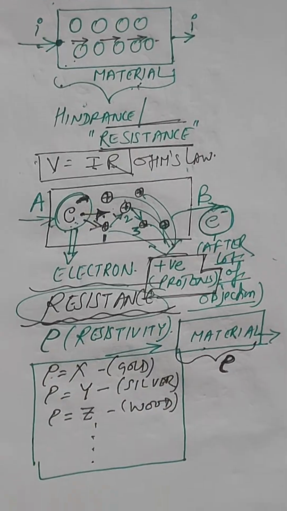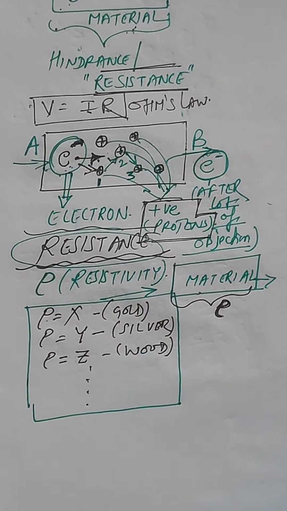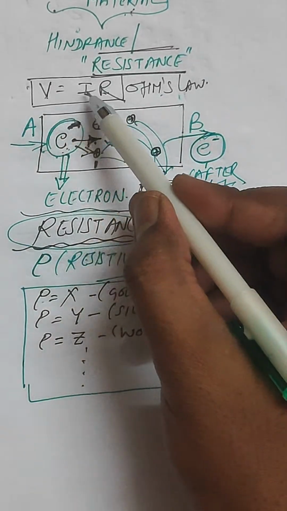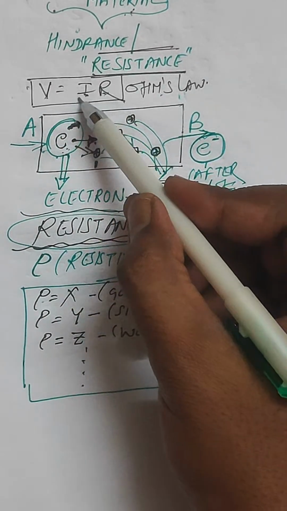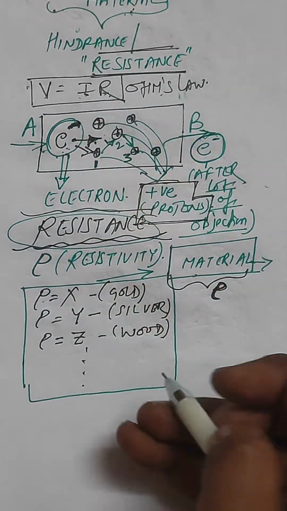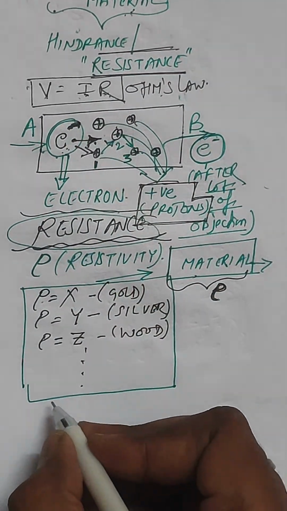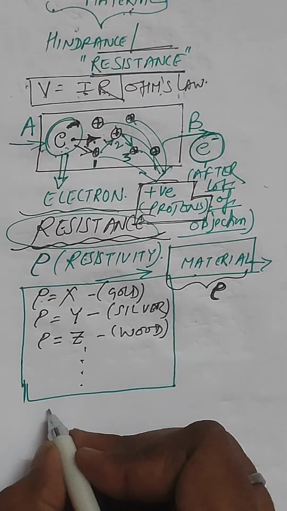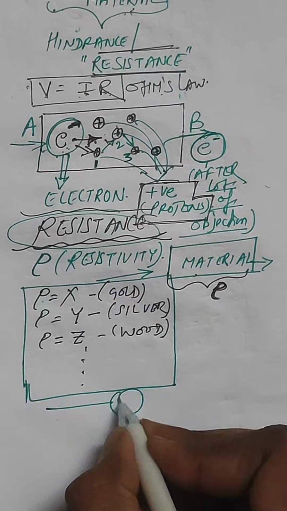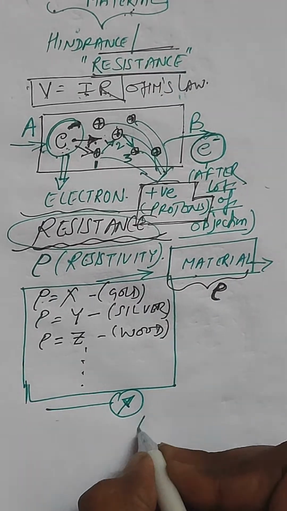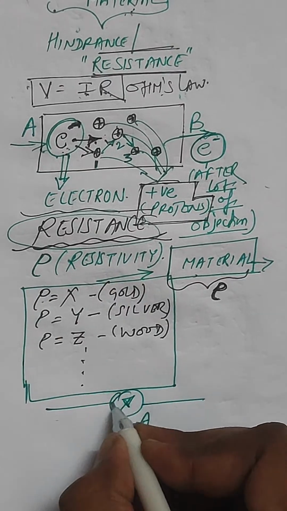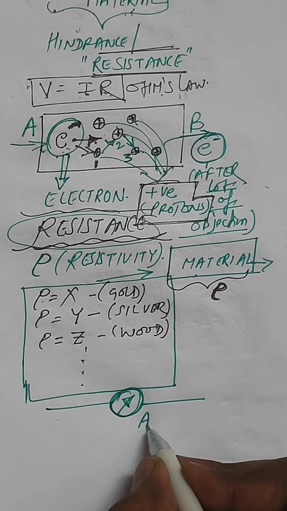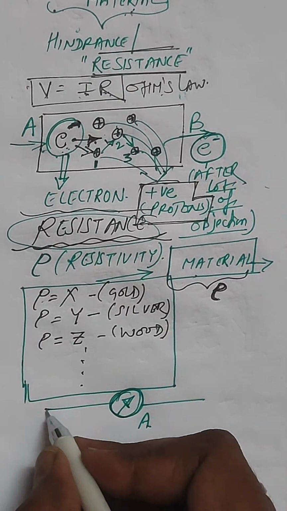Now let me explain how this resistance is related. Through Ohm's law, the voltage is directly proportional to the product of current and resistance, right? We already understood that. But you can see in the NCERT there is an example of an electric circuit, and here there is an ammeter. What does an ammeter do? Tell me. An ammeter is a device which measures the current flowing through it, right?